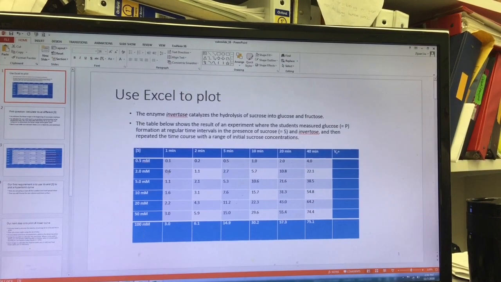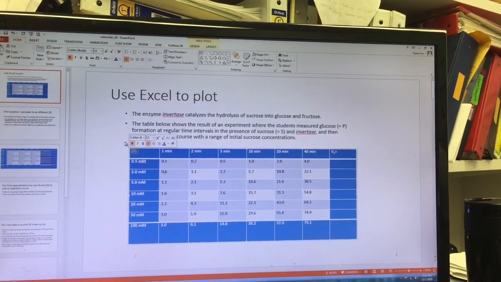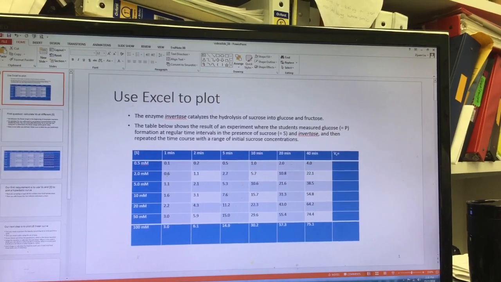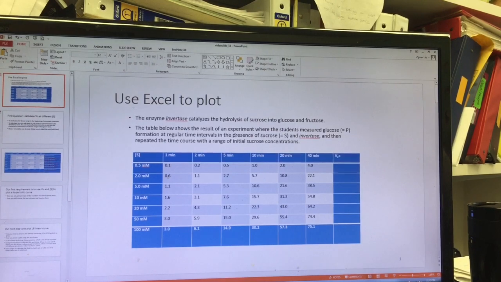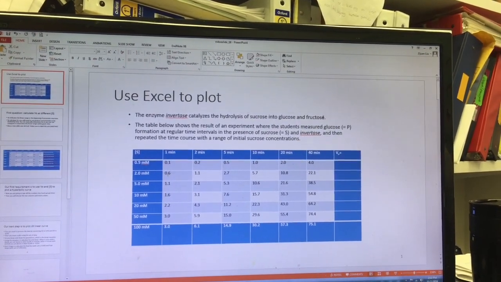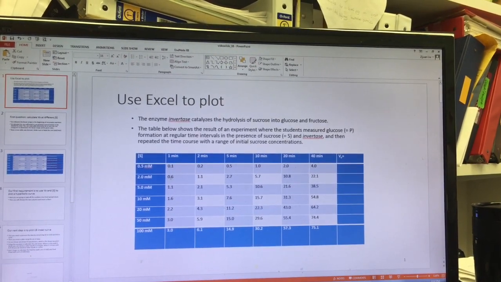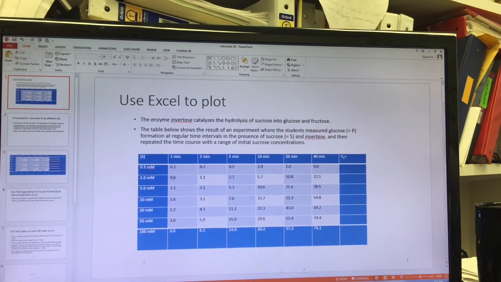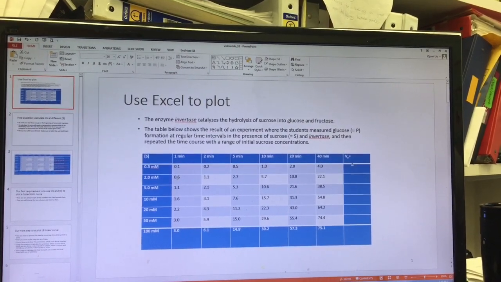So we have our sucrose concentrations on the left-hand side, which is our substrate, and then over time, the amount of product formed, and specifically the students here were measuring the concentration of glucose. So they weren't looking at fructose, so you can leave fructose out of the problem. What we're looking for is the initial velocity for each concentration over time.